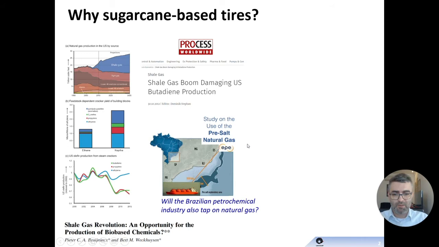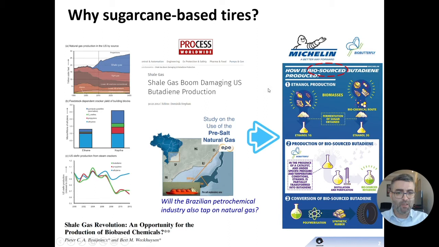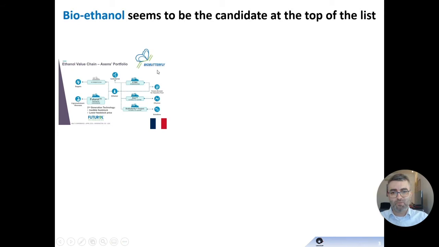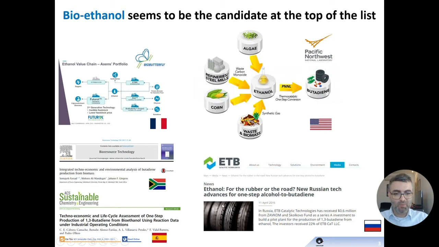This current change has led tire companies such as Michelin to search for alternative feedstocks to produce butadiene. They launched in 2012 the BioButterfly project, which is seeking ways to improve the conversion of ethanol into butadiene, a process that was practiced industrially years ago and has now been proposed and investigated by several research groups worldwide, including the US, South Africa, Spain, and here in Russia. In Russia, we have a company that has a pilot plant converting ethanol into butadiene.